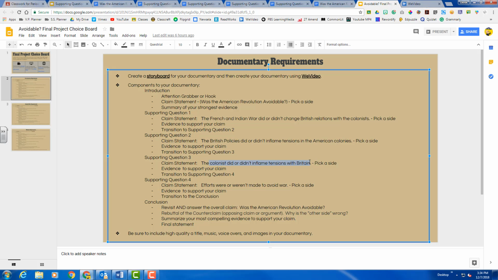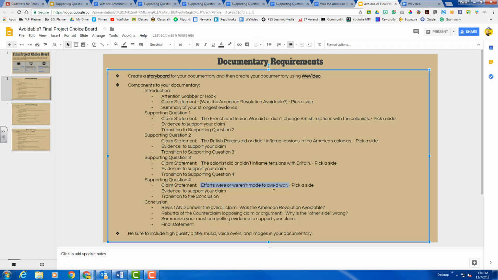And I don't know if I mentioned this one, but also make sure you have the Declaration of Independence and what role it played in pushing us towards revolution or not pushing us towards revolution, depending on your side. So that's all that evidence. And then transition into how the colonists, or how both sides, tried to avoid war. Did you think they did or did not try to avoid war?